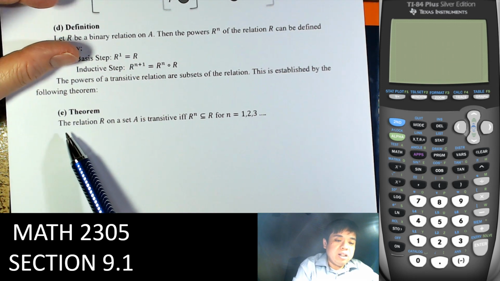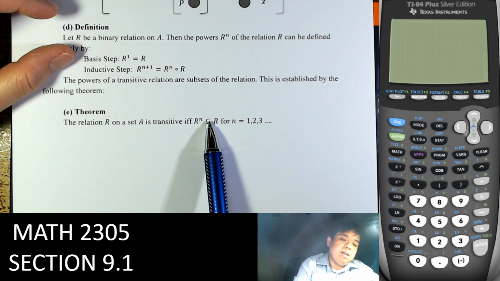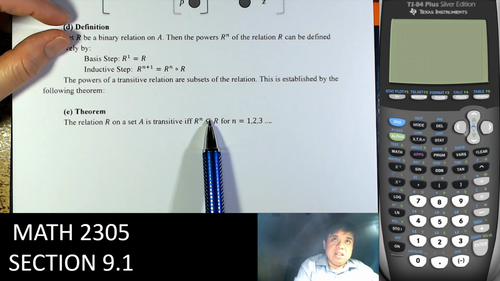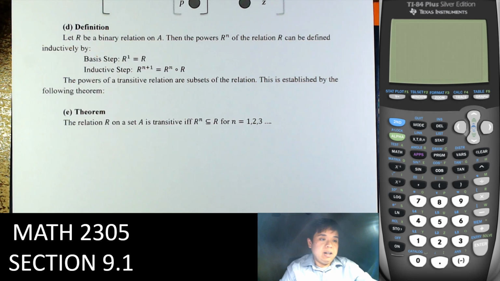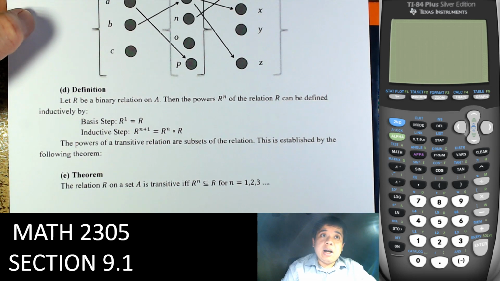And finally, there's the theorem. A relation on the set A is transitive if and only if R to the n is a subset of R. Alright, I'm just going to leave it at that theorem, and that's all I want to cover in this section. Most important are all those properties: reflexive, symmetric, antisymmetric, and transitive. Make sure you know those.